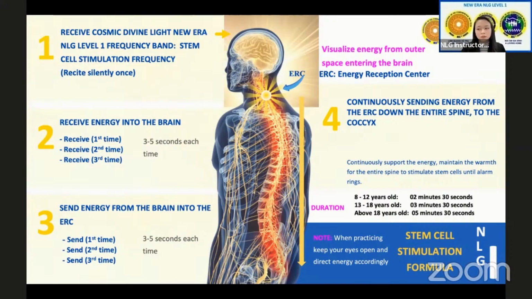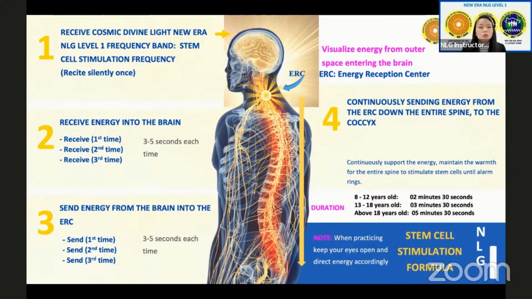So this is one of the really important and also amazing things about NLG, that even at level 1, you get to stimulate your stem cells. Now, if anyone here knows about stem cells, you would know that if you get treatment for this, it is really, really expensive. And now that we're energy participants, we get to experience this, right?